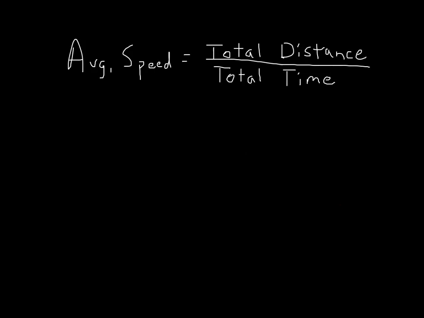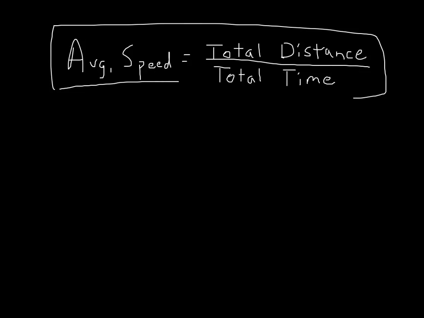To understand velocity, a good starting point is to first get a grasp on what average speed is. Average speed describes how fast you're going. It describes the total distance you travel, so how far you go, divided by the total time it takes you to travel that distance. It doesn't care about anything that happens in between.